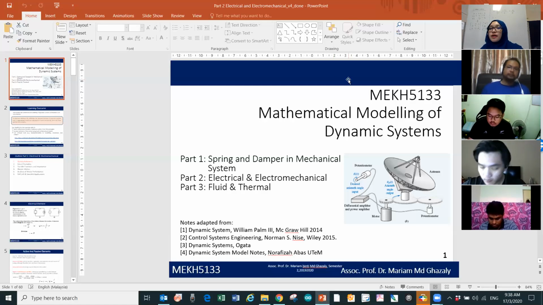Assalamualaikum. Very good morning to all. So for today, you're going to learn about the mathematical modeling of a dynamic system for electrical and electromechanical systems. Yesterday, a bit of recap: you did the modeling for the mass, spring, and damper system. Given the values for mass, damper, and spring, you get the response x(t), with the initial conditions x double dot, x dot, and x at the zero position. So that is what you learned yesterday.